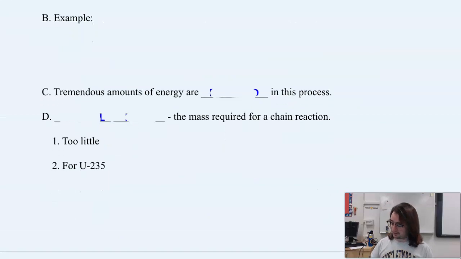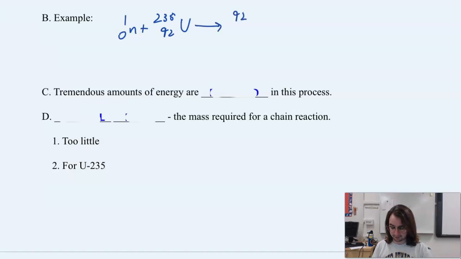An example of this, if we were to write out an actual formula for it: let's say that I have uranium-235, and it is bombarded by a very fast, high-moving neutron. What it's going to do is break apart into two particles of similar mass. It's going to break apart into krypton and barium, and I'm also going to produce 3 neutrons.